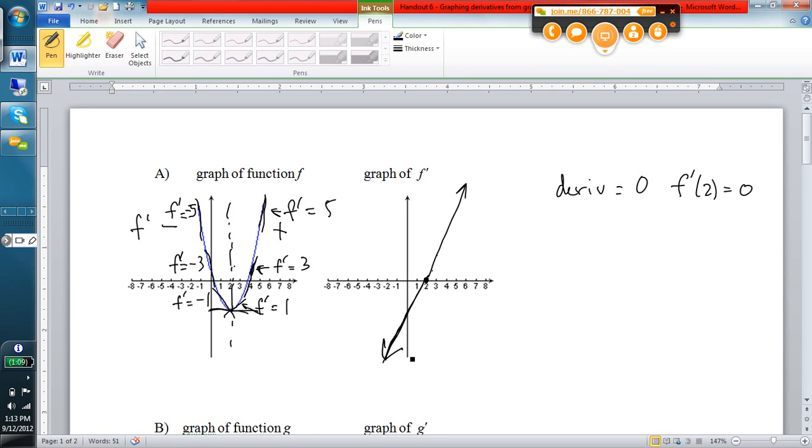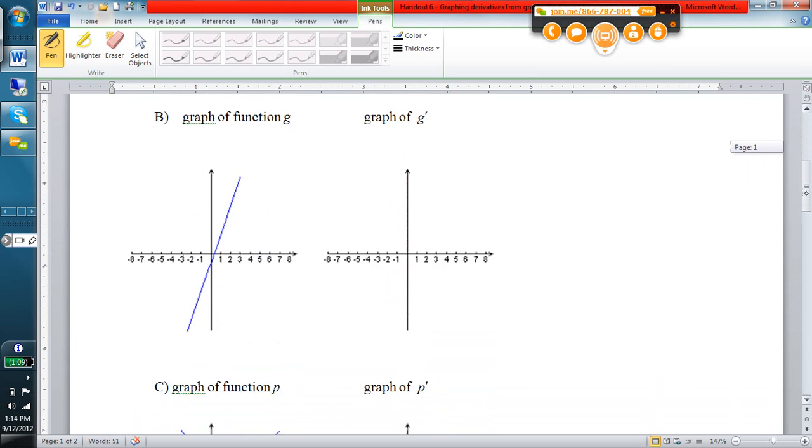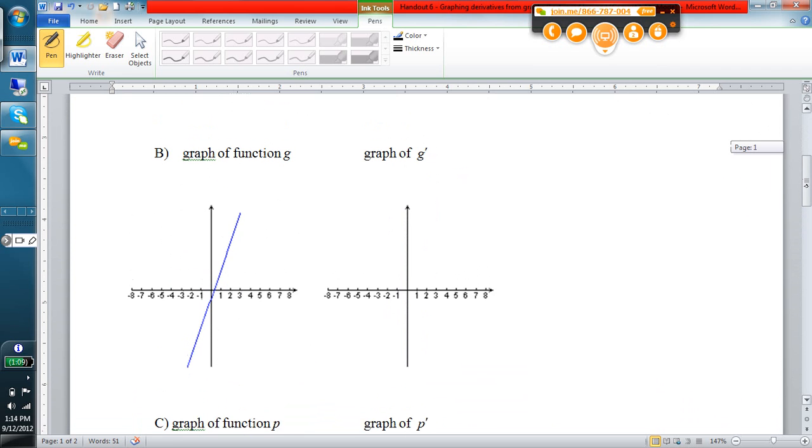So the graph of function f, the parabola, turns out to be this line when you graph its derivatives, because of what the slopes of the tangent lines are doing. You with me on that? All right, so we'll do a couple more in a moment. Let me slide on down here on the handout to B.